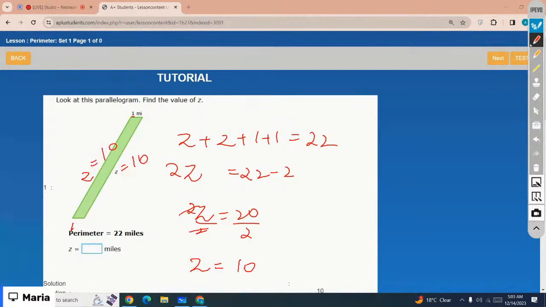So basically you are given the perimeter and the length of one side, right? And you need to calculate the other one. So we know that the perimeter means the sum of all the sides. So just add up all the sides, like two of them have this z, so this is also z. And then the other one, this is 1 mile, this is 1 mile. So together they make 2. Just subtract from the other side, so it would be 20, and 20 divided by 2 is 10, right?